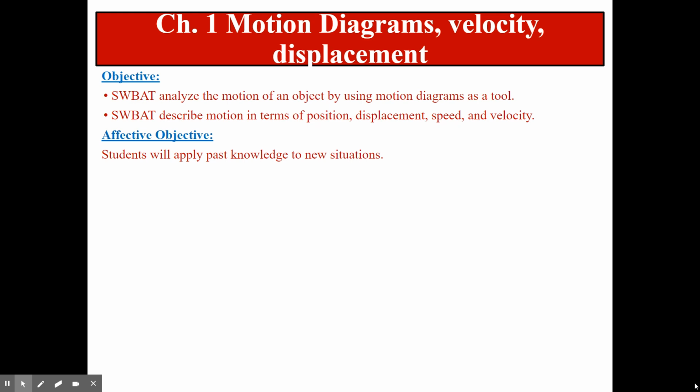After this lecture today, you are going to be able to analyze the motion of an object by using something called motion diagrams as a tool to analyze that motion. And then you're going to be describing motion in terms of position, displacement, speed, and velocity. So these are four terms that we're going to be talking about today as well.